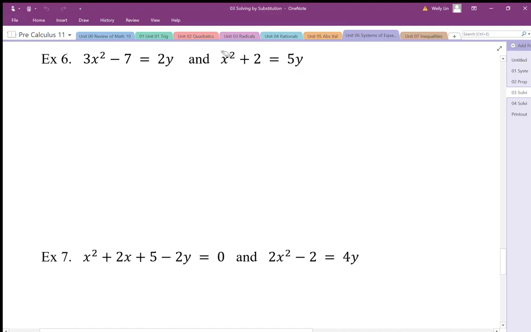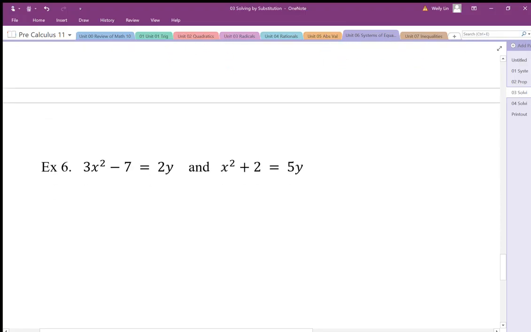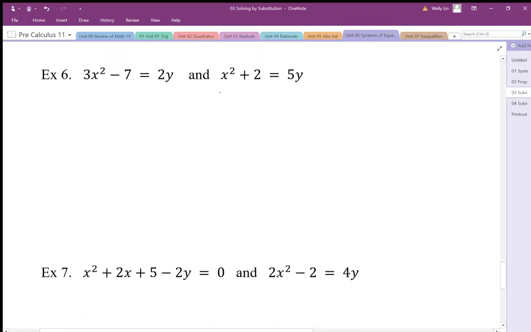Here I could also notice that it's only an x squared and not x's. So it is possible to isolate the x squared and actually replace the x squared. In fact, that's what I'm going to choose to do. And the only reason I'm choosing to do this is to avoid fractions. I'm just going to try to avoid the fractional values here. So x squared is equal to 5y minus 2. And I'm going to replace it in that equation there.